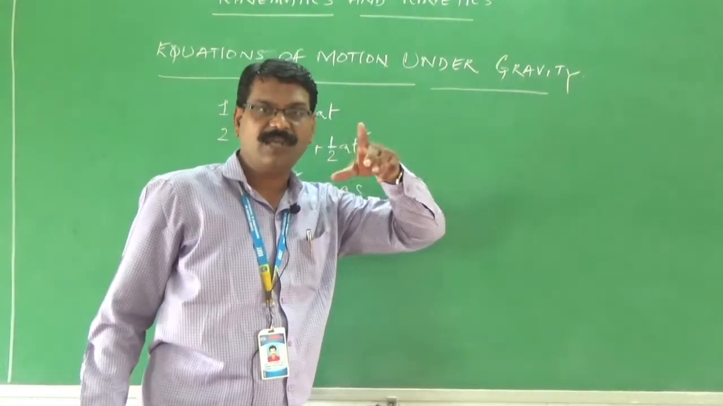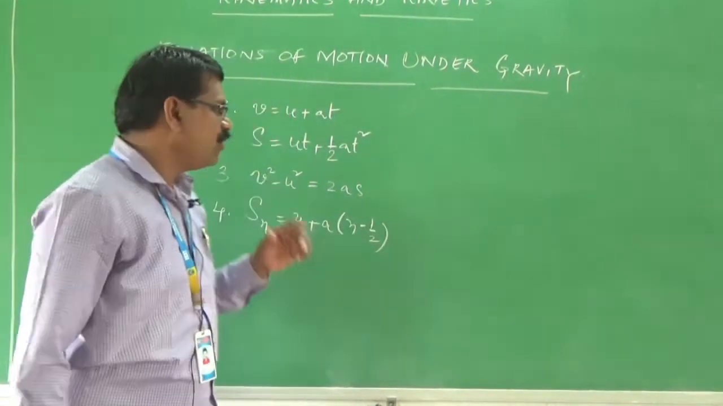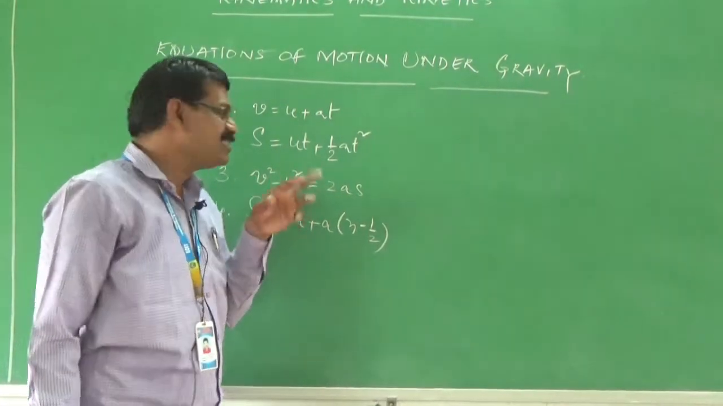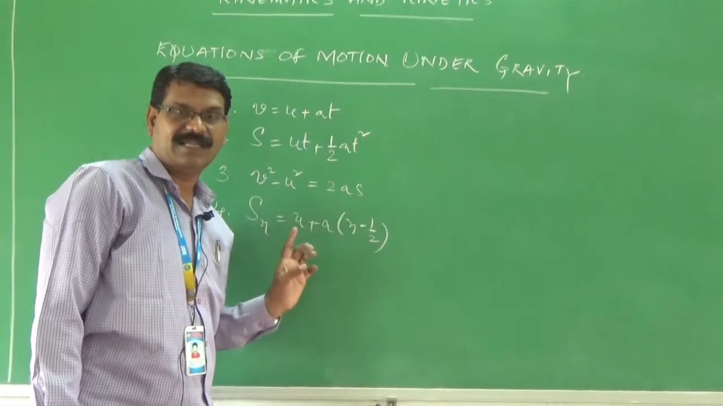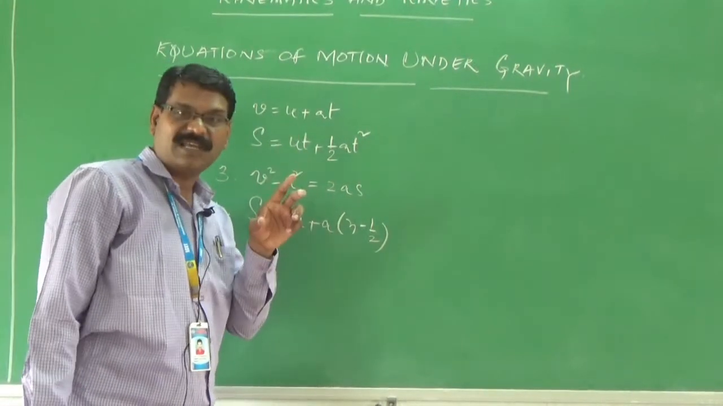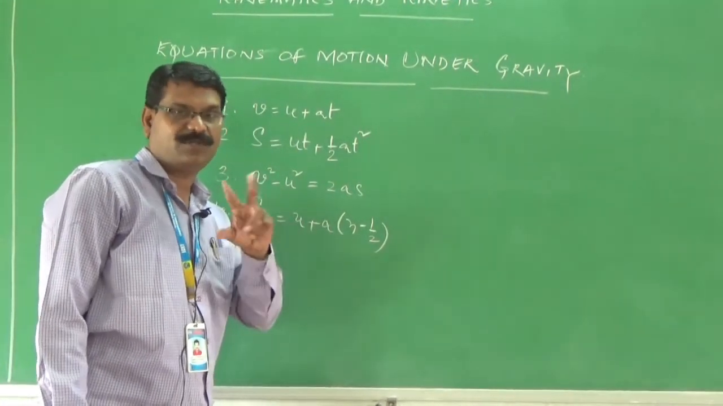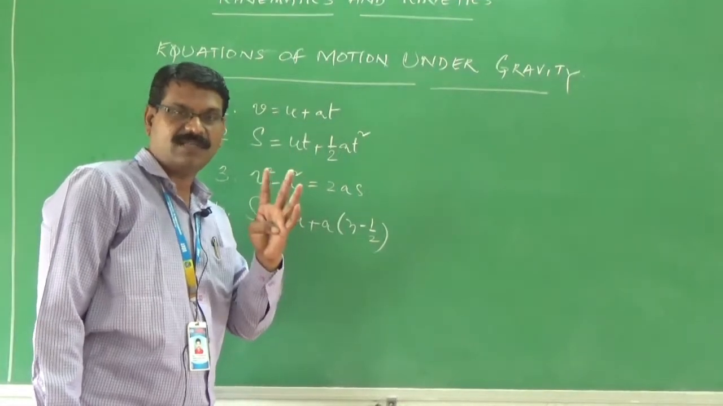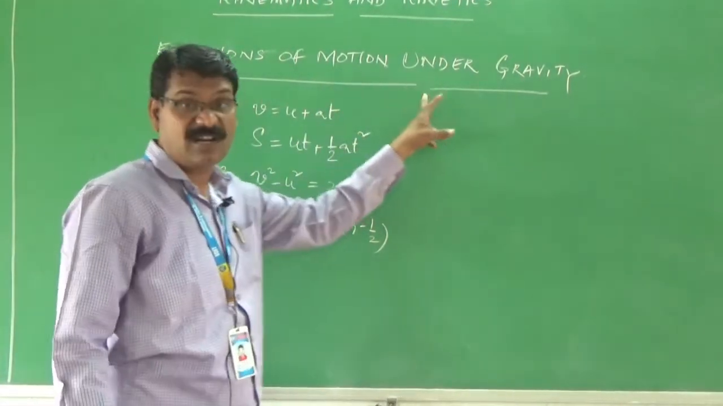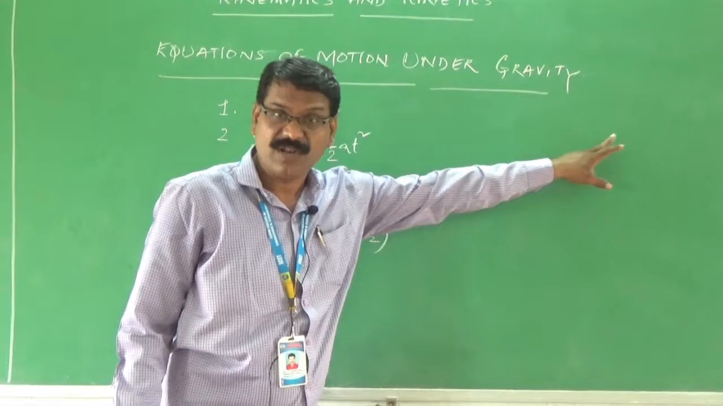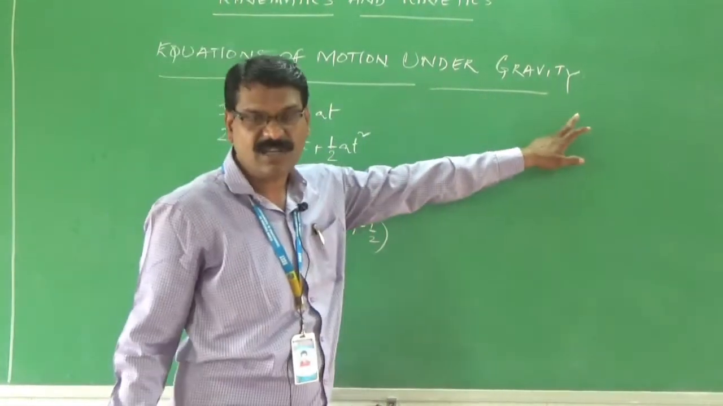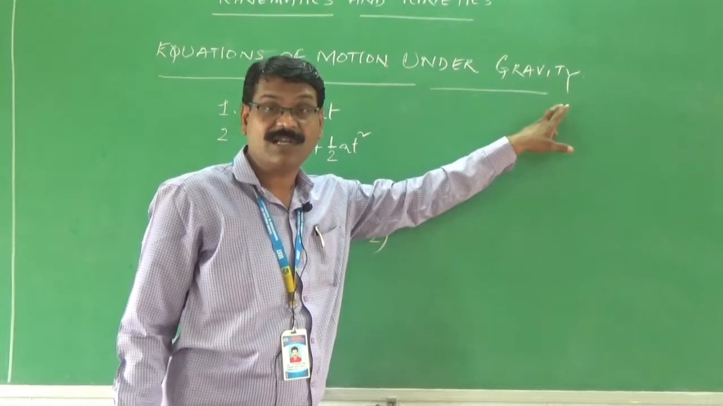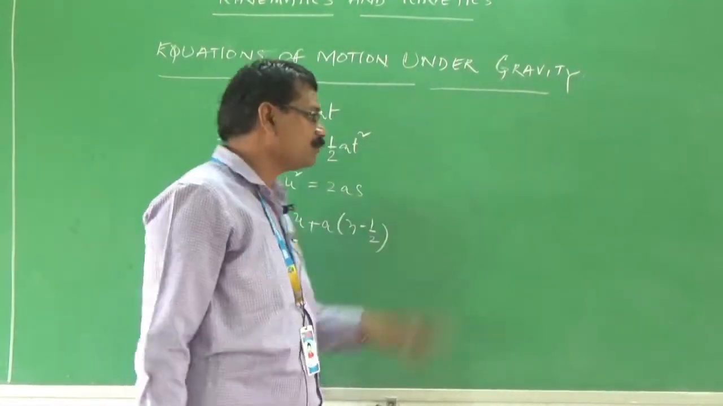Now, I would like to take two special cases, where we change these four equations according to the first case and the second case. The special cases are classified into two categories. The first category is equations of motion under gravity in freely falling condition, and the second is equations of motion under gravity when the body is projected vertically upward. Let us see this.